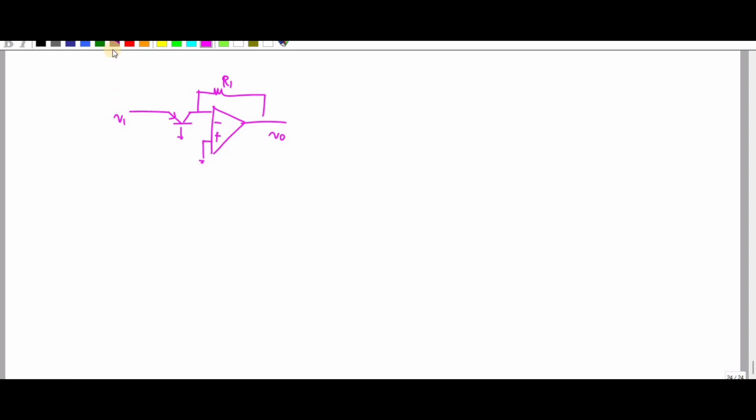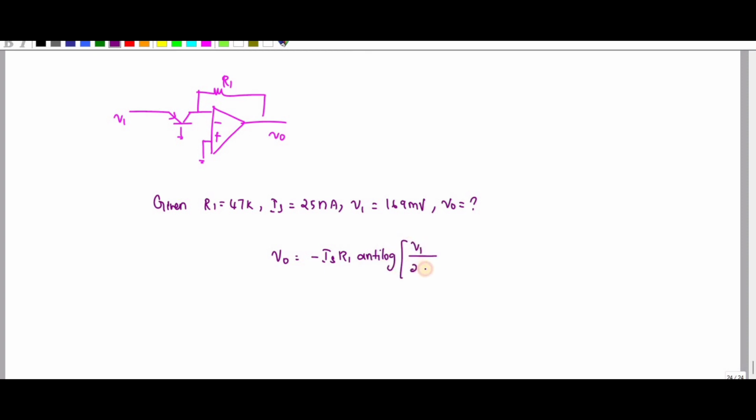So based on this, I can solve one problem. Given the R1 value is equal to 47K and IS is equal to 25 nanoampere, and V1 is equal to 169 millivolt, what is the value of V0? So what is the formula? V0 is equal to minus IS R1 anti-log of V1 divided by 25 millivolt.